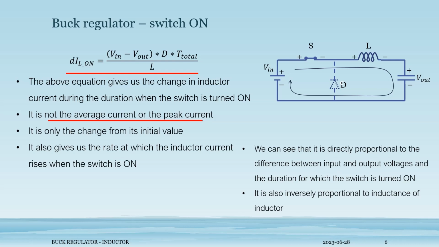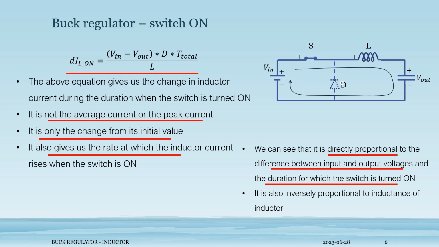This is not the average or peak current of the inductor. The equation only represents the current change from its initial value. It is the rate at which the inductor current rises when the switch is turned on. It can be observed from the equation that the change in the inductor current is directly proportional to the difference between the input and the output voltages and the duration for which the switch is turned on. It is inversely proportional to the inductance of the inductor.